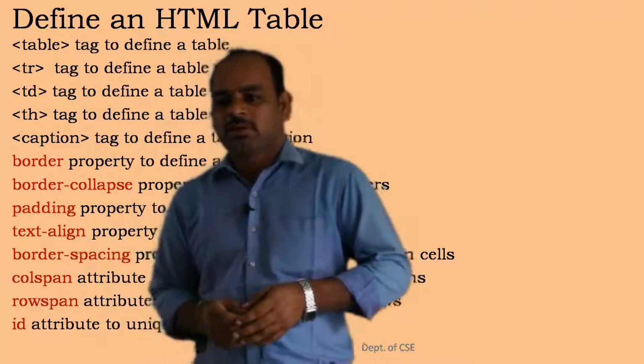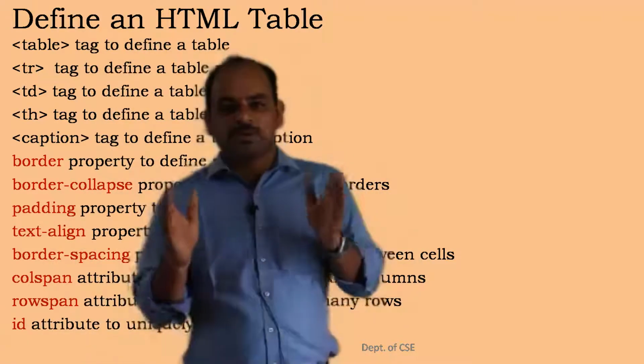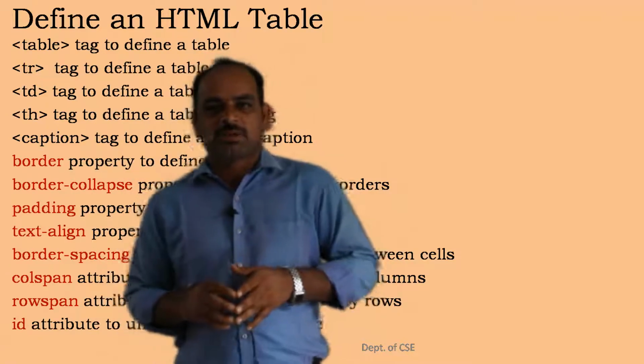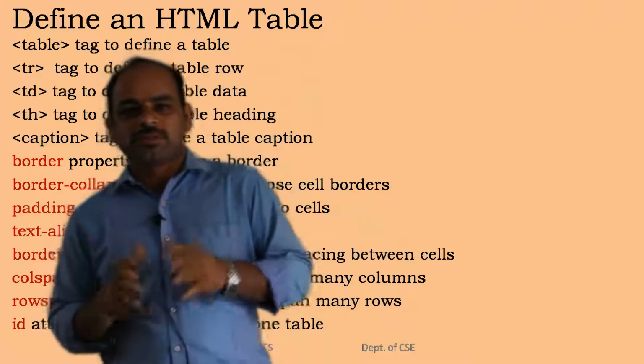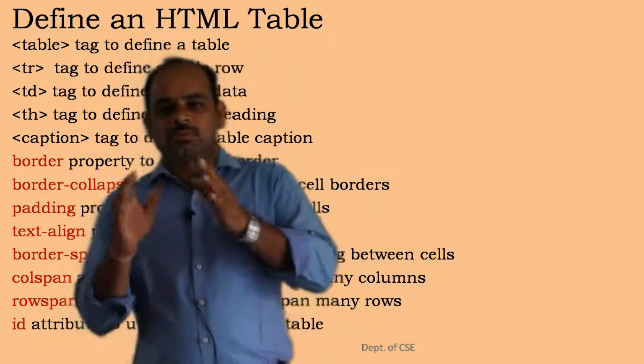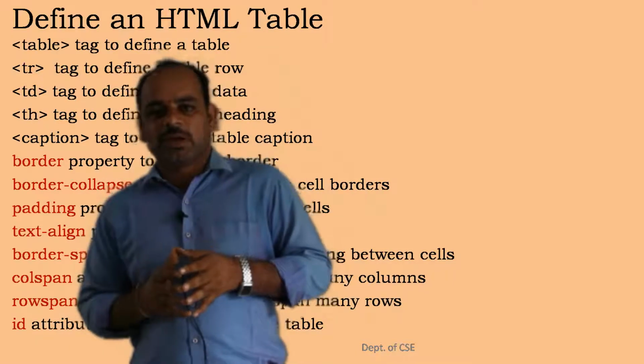So basically, what is the use of the table tag? The table tag is used for creating tables in a web page. That is the basic purpose of this table tag. In order to create a table, we have some other tags in support of the table tag.